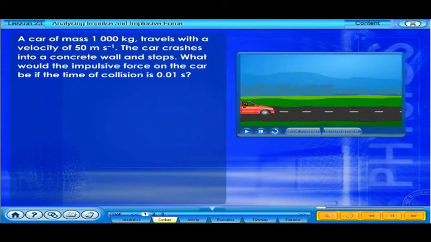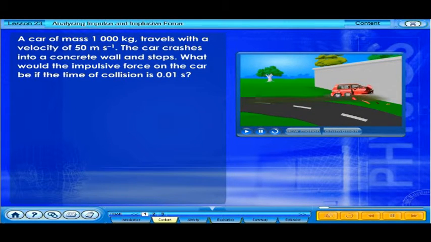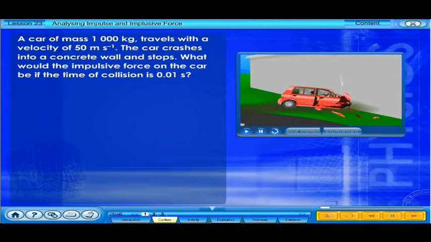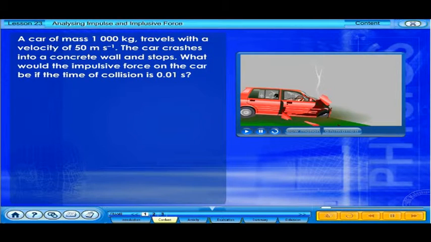A car of mass 1,000 kilograms travels with a velocity of 50 meters per second. The car crashes into a concrete wall and stops. What would the impulsive force on the car be if the time of collision is 0.01 seconds?